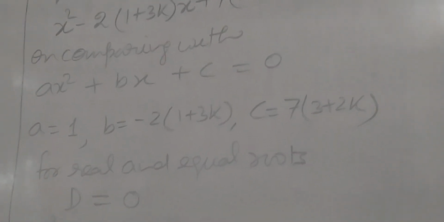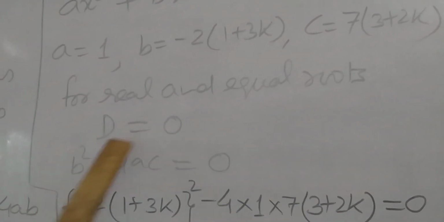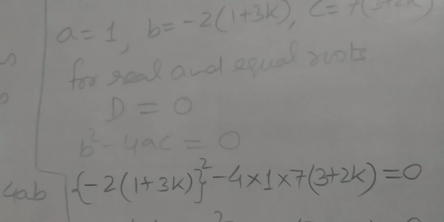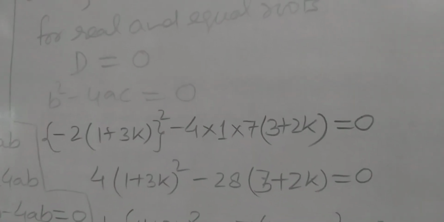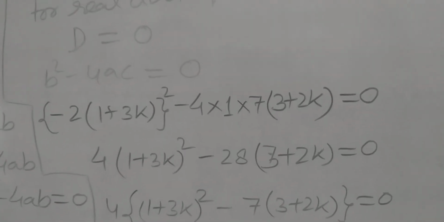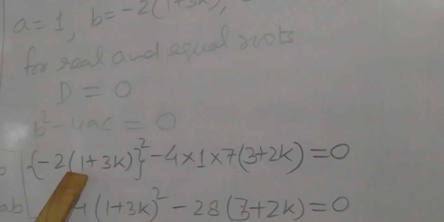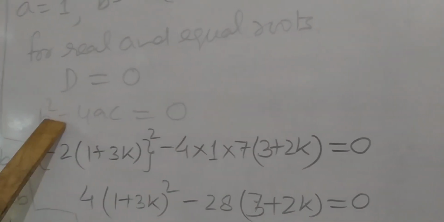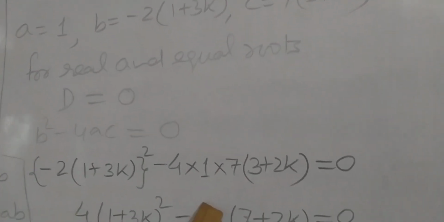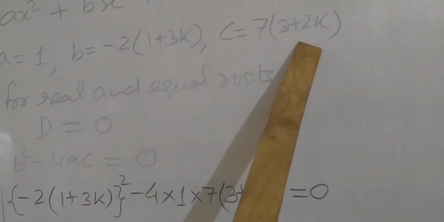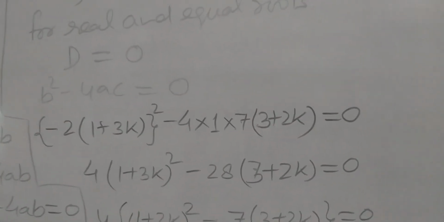Correct, students? So for real and equal roots, D equals 0. b² − 4ac = 0. Let us put the values. b is −2(1 + 3k), whole squared, minus 4 times a value 1 and c value 7(3 + 2k), equals 0.